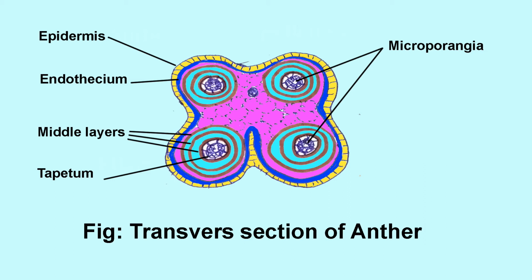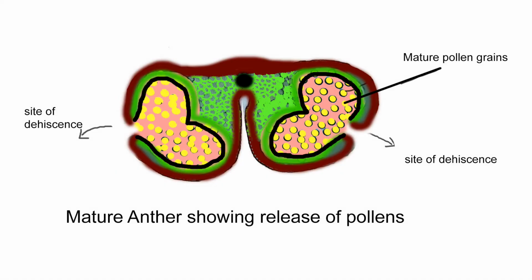The microsporangia are filled with sporogenous tissue which is diploid in nature. On maturation, this diploid tissue undergoes meiosis so as to produce haploid pollen grains. On completion of the maturation of pollen grains, due to the hygroscopic nature of epidermis and endothecium, it loses water and shrinks on the lateral side. These sites are known as sites of dehiscence. On maturation, the pollen grains become lightweight and get released outside the microsporangia. The pollen grains are now ready to pollinate.